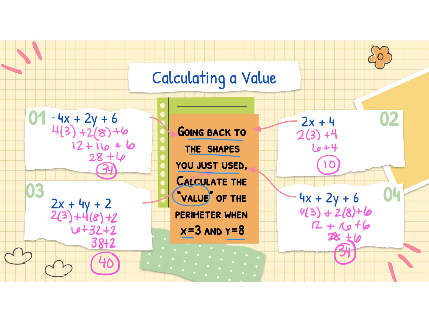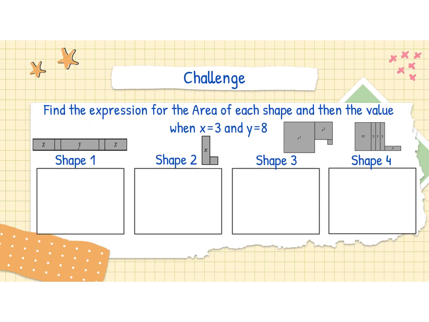Well done. Okay, so here's a challenge for you. I want you to think about what it would look like if I asked you to find a value for each one of these shapes, and I want you to use the area of the shape. I want you to write down what the area is, and then substitute with that same value of 3 and 8 for x and y. So it says find the expression for the area of each shape and then add the value.